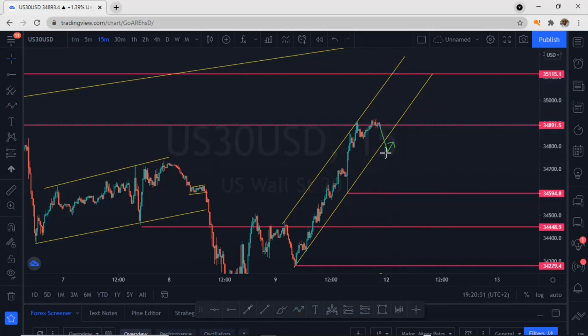Let me use my pen, although it's going to give me a hard time. To create a small correction here and shoot down, come to this level. From here, it can shoot up straight. So if it breaks here, I'm not just going to sell, but I'm going to wait for a correction. But if it doesn't happen like that, I'm expecting the market to come here.